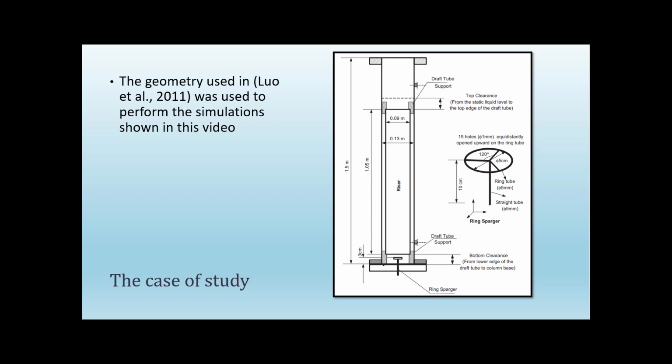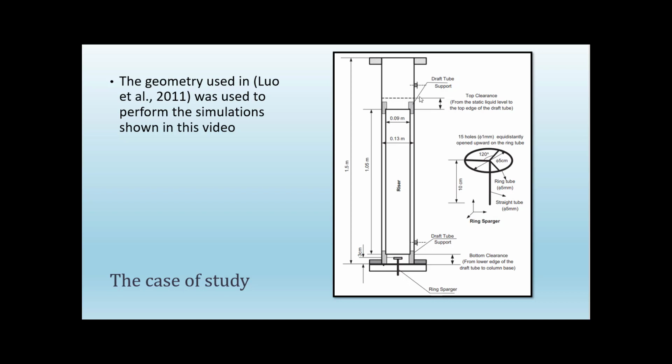The geometry I am going to use in this video is the same that Leeuwen used in his study in 2011. The geometry is an airlift bioreactor with a circular sparger like this one here, which inputs air into the bioreactor. The bioreactor is composed of two concentric pipes, one external pipe, this one, and one inner pipe, this one, that is the riser. Then the airflow goes through this pipe, going upwards.